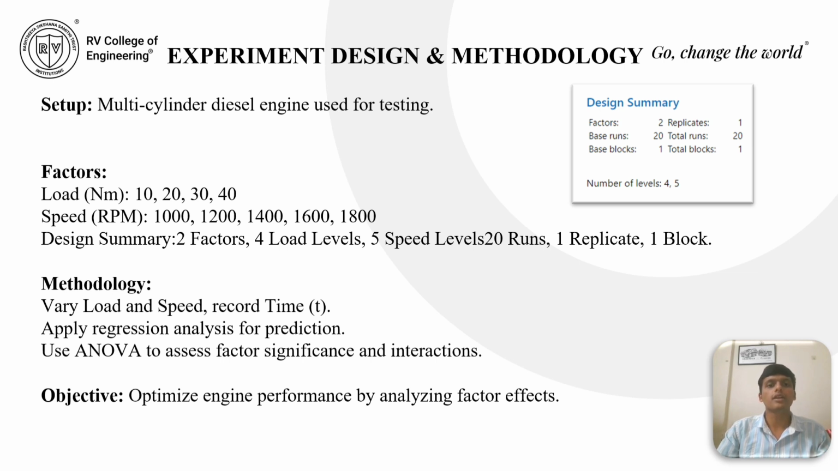Now the experimental design and methodology. For this study, we used a full factorial design with two factors, load as one factor and speed as the other factor. I have taken load in four levels, that is 10, 20, 30, 40 Newton meters, and speed at five levels: 1000, 1200, 1400, 1600, and 1800. This results in a total of 20 experimental runs. We then apply regression analysis and ANOVA to interpret the data and optimize engine performance.